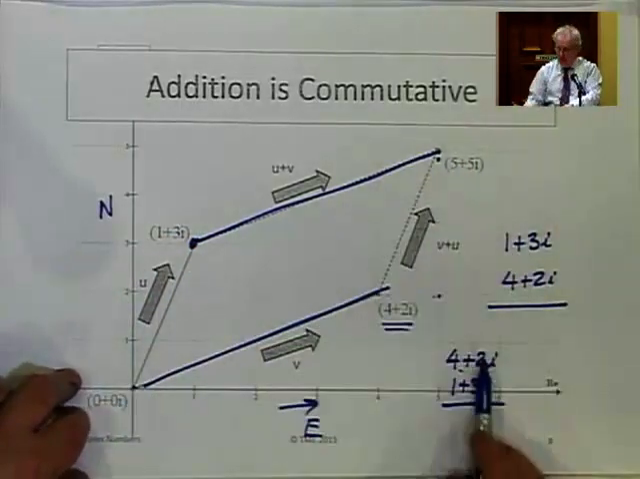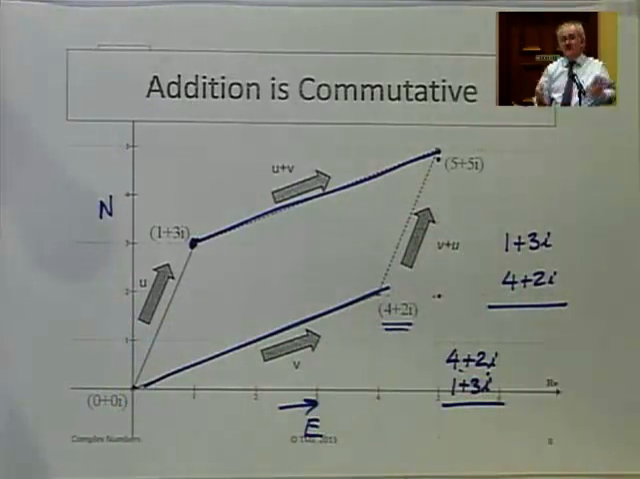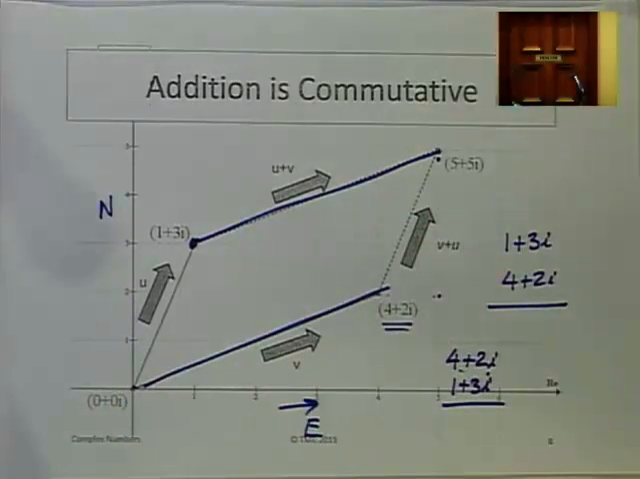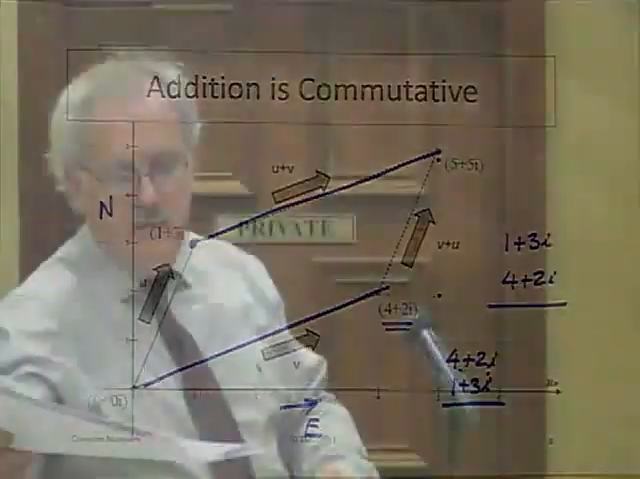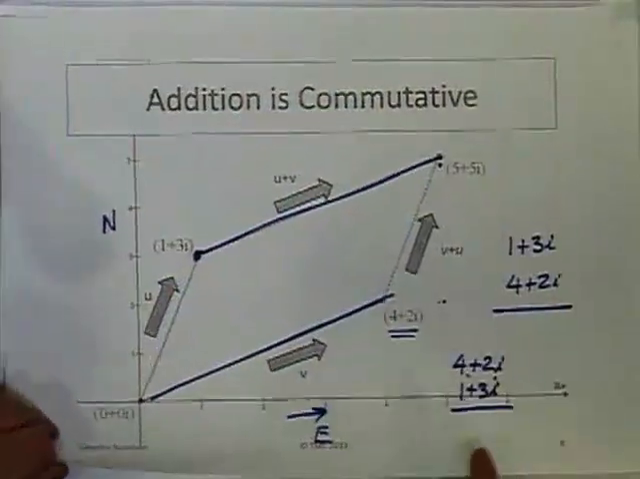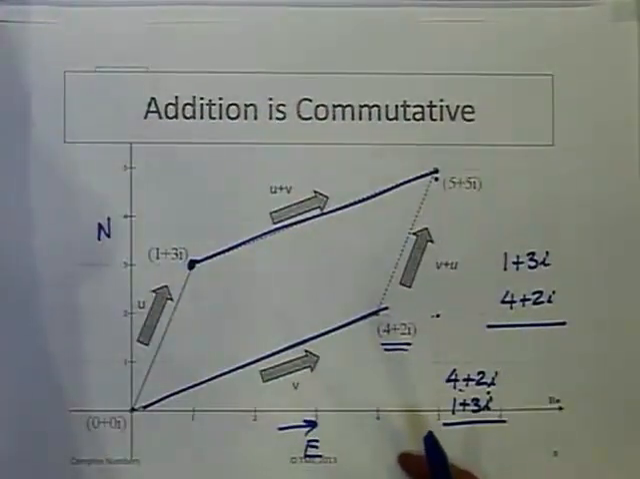It's like 6 and 2. 6 and 2 is 8. So is 2 and 6. So it doesn't matter what the order is. It's commutative. So that's how we do addition. The order doesn't matter to us.